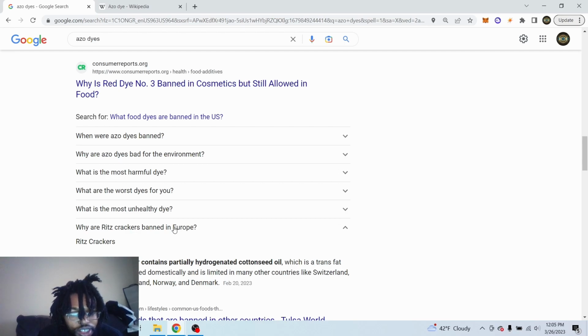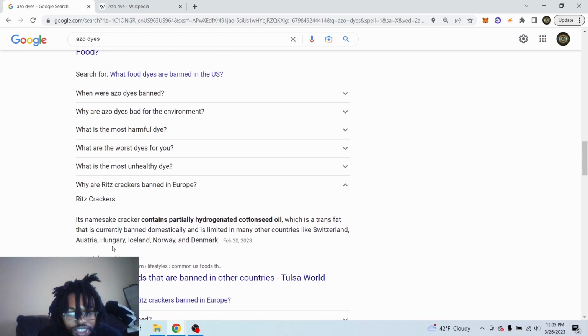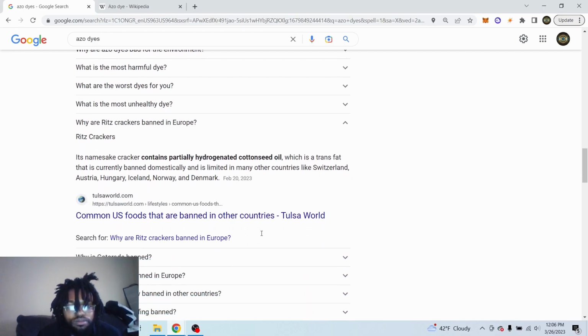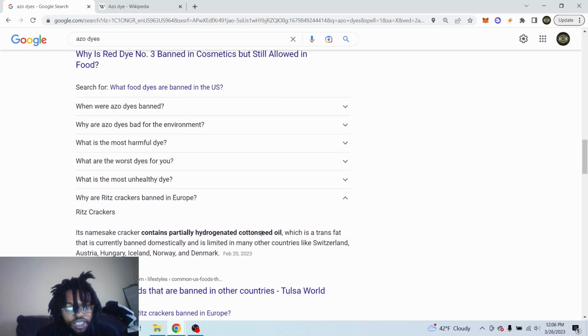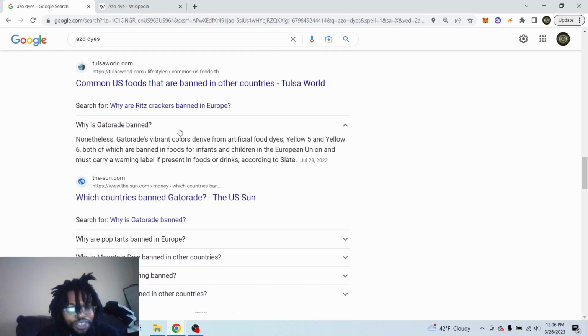Why are Ritz crackers banned in Europe? Now this is interesting. Its namesake cracker contains partially hydrogenated cottonseed oil, which is a trans fat that is currently banned domestically and is limited in many other countries like Switzerland, Austria, Hungary, Iceland, Norway, and Denmark. Well, what? Gatorade. Now I'm just going down a rabbit hole right now.